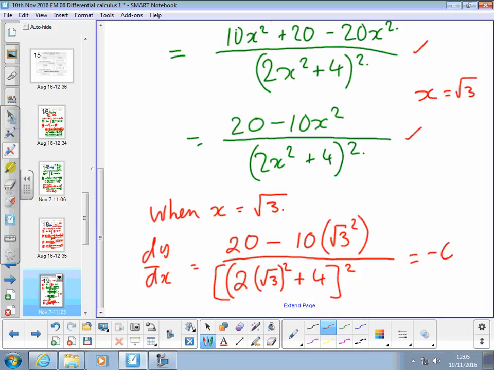Equals minus 0.1 equals minus a tenth. So either of those is the right answer. Gone wrong somewhere then, probably in how you've used the calculator here with the brackets. I mean, what is the square of root 3? 3. So that top line is 20 minus 30.